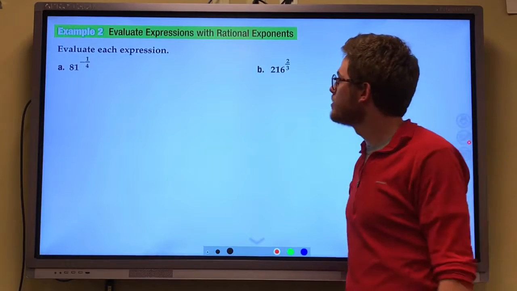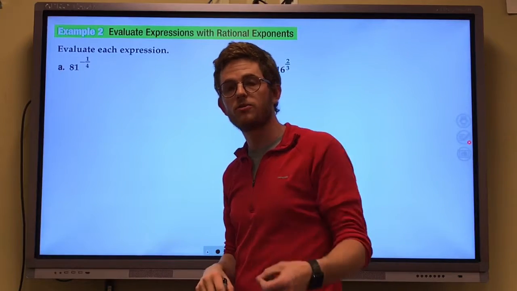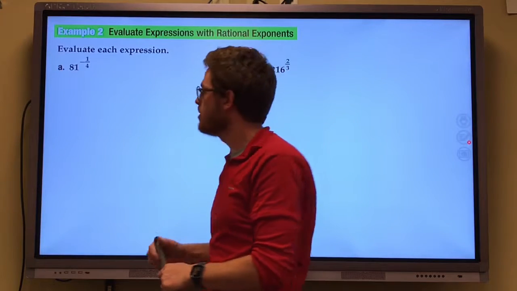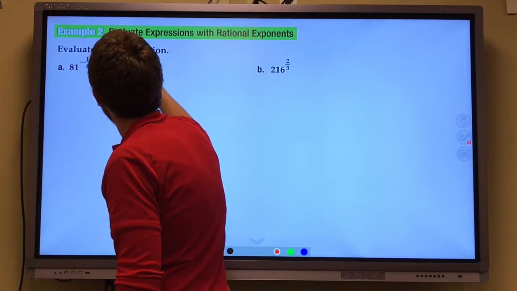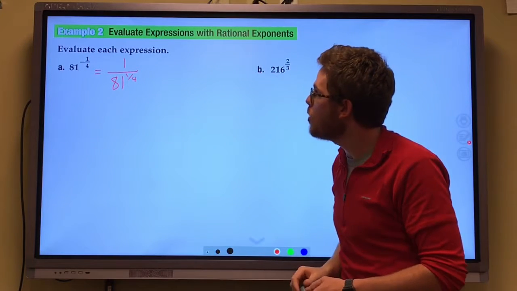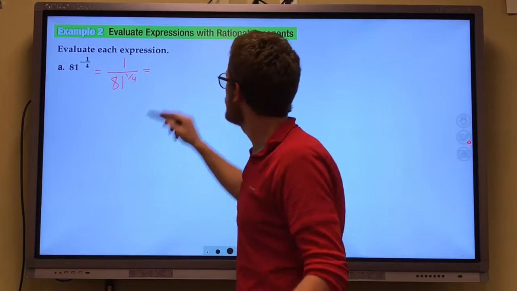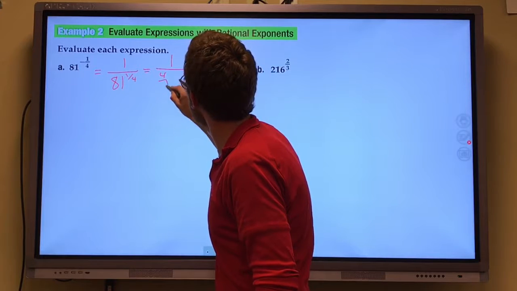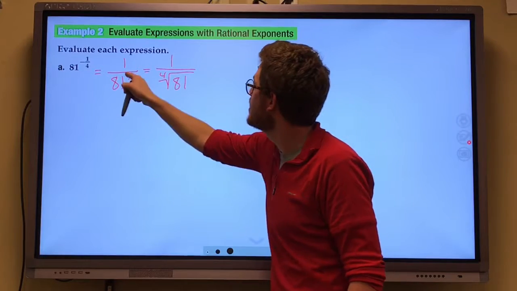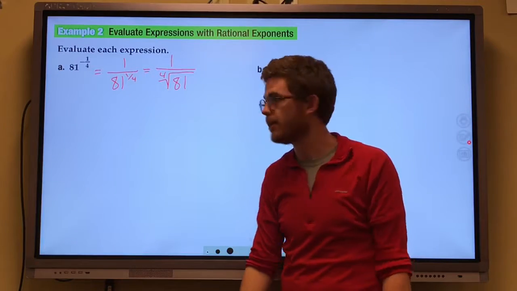Finally, we can evaluate some expressions. We've got 81 to the -1/4 power. Well, first of all, we know anything raised to a negative exponent, I'm going to make that a positive exponent first by putting that in the denominator. That's 1 over 81 to the 1/4 power. So when I change this to be in radical form, this is really 1 over the 4th root of 81, because we know the denominator is the index, and the 1 on the top means this is 81 to the first power, which doesn't change that 81.